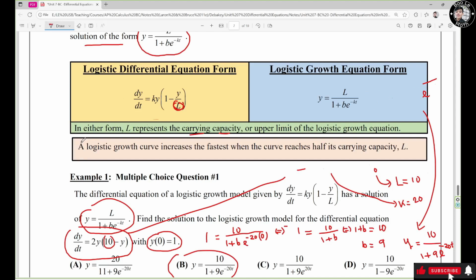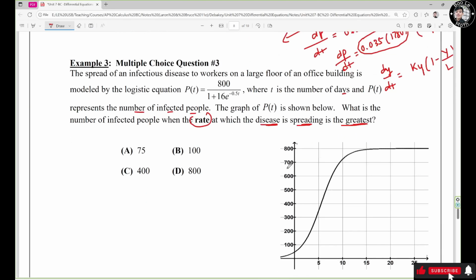Now, we're going to take a look at the notes right here. A logistic growth curve increases the fastest when the curve reaches half its carrying capacity. Carrying capacity is the value of L right here, right? So we're going to look at this one right here. Carrying capacity is 800, right? So you're going to take 800 divided by 2. You're going to get 400, right? So the answer is C, which is right here. 400, right? The maximum is right here.